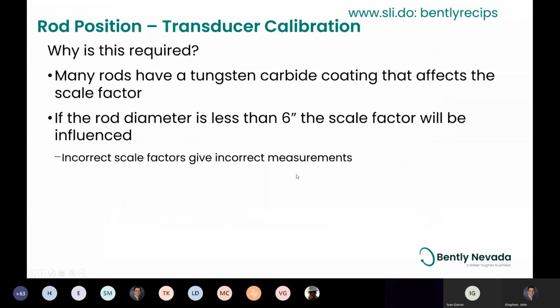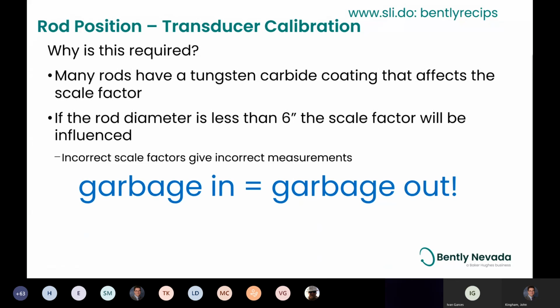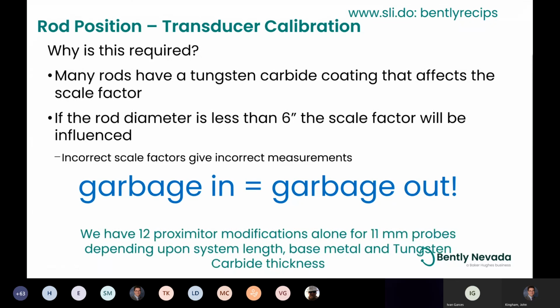So while we're on the topic of rod position, I need to let you know that you do need to calibrate those transducers. Again, we talked a little bit about the tungsten carbide. That will affect the scale factor. Also, if the rod diameter is less than 6 inches, the scale factor is going to be influenced. So if you have an incorrect scale factor, it's going to give you incorrect measurements. In other words, garbage in, garbage out.